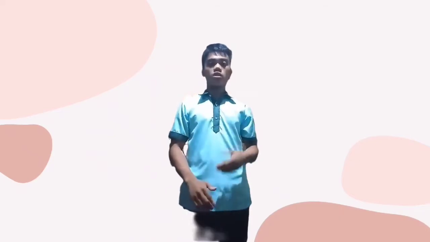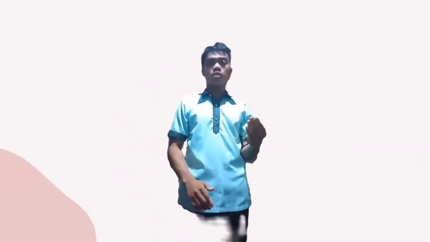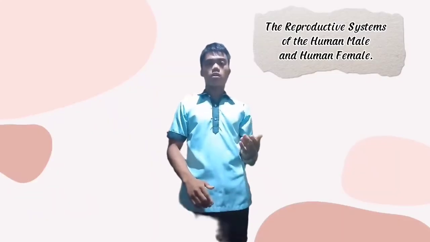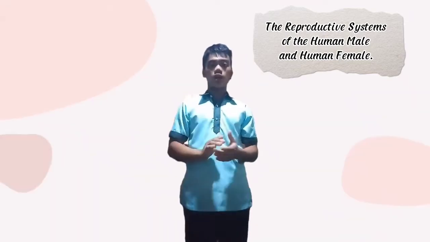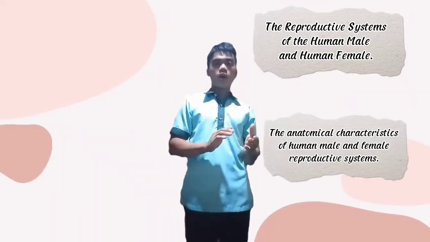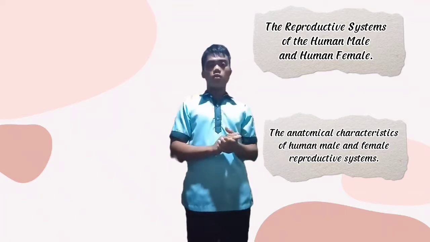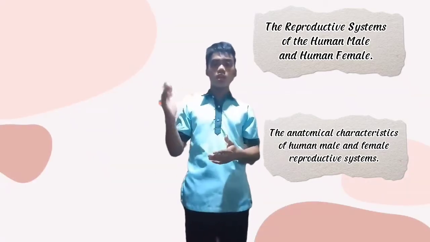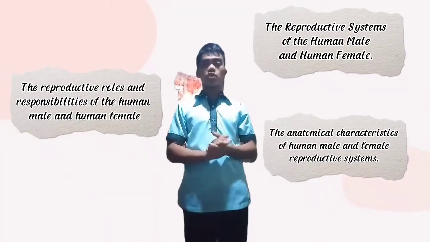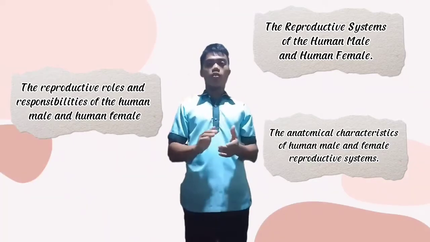In today's video, we are going to answer that question by discussing the following points. First, we will explain the reproductive systems of the human male and human female. Second, the anatomical characteristics of the human male and female reproductive systems. Lastly, the reproductive roles and responsibilities of the human male and human female. So if you want to know more, stay tuned and watch the video until the end.